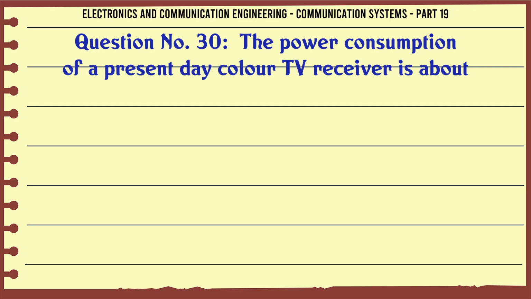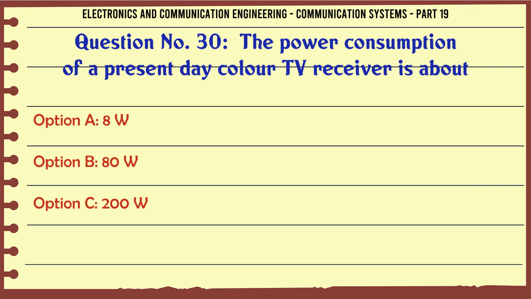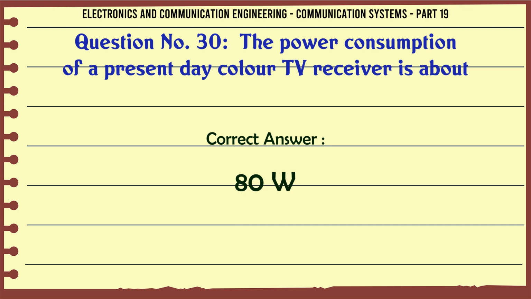The power consumption of a present-day color TV receiver is about A. 8 watts, B. 80 watts, C. 200 watts, D. 400 watts. The correct answer is 80 watts.